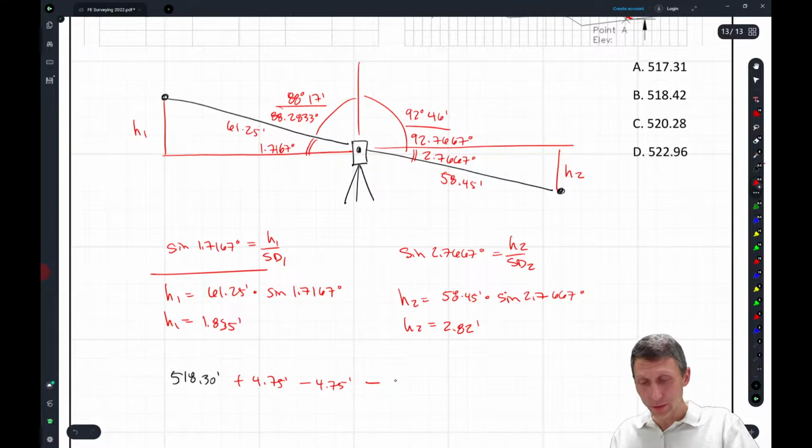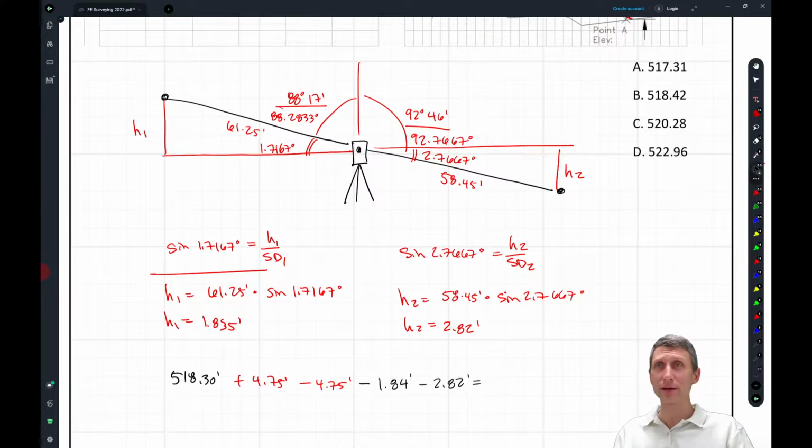And then what I'm going to do, I'm going to also come back in here, and I'm going to subtract 1.84, let's say 1.84 feet, minus 2.82 feet. And I don't know how I rounded this, but let's see if I rounded it right. So 518.30 minus 1.84 minus 2.82, it gets us to 513.64.